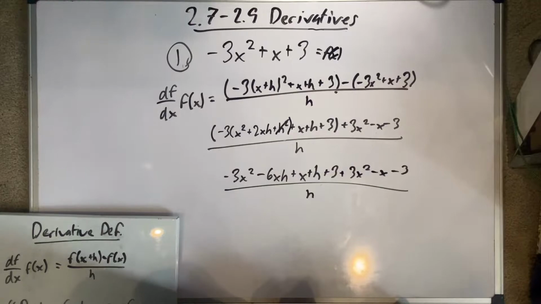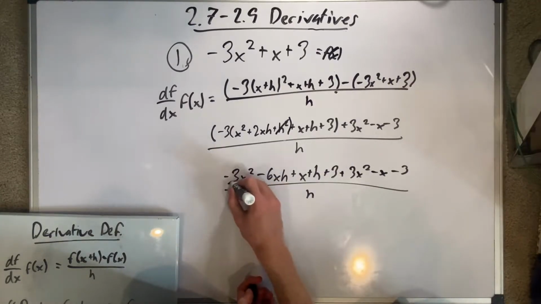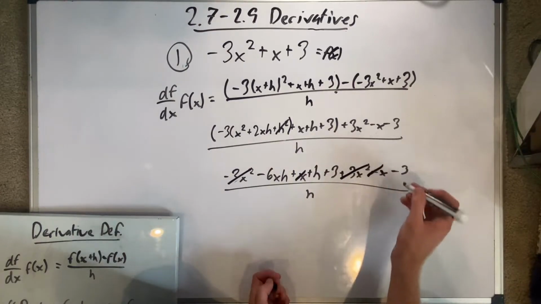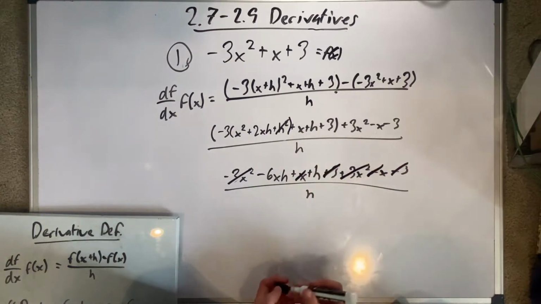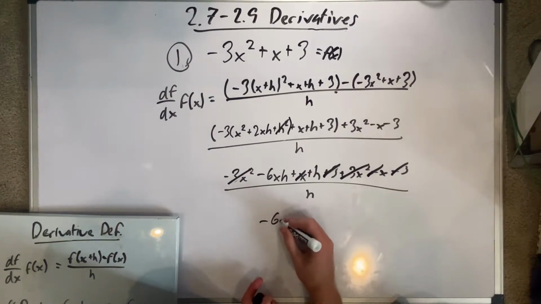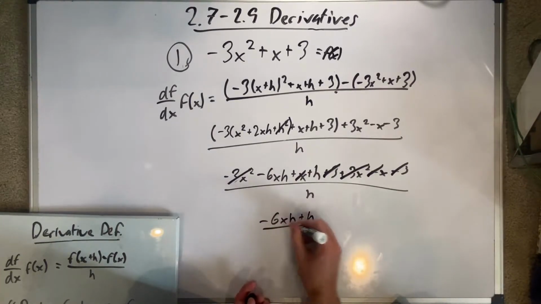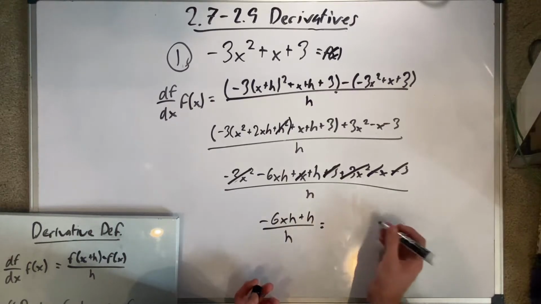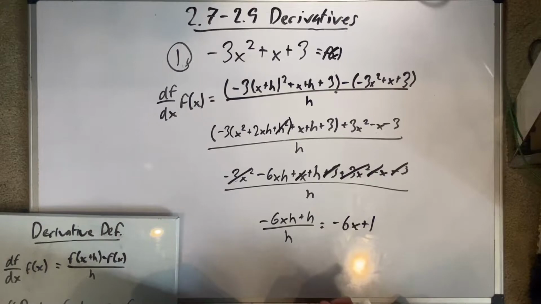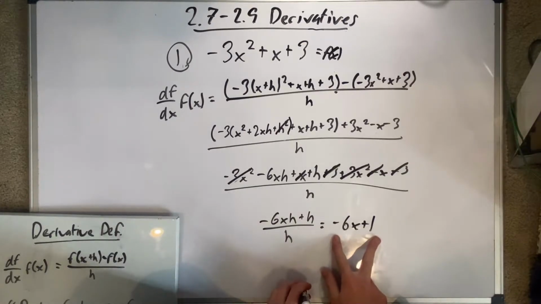Let's simplify it one more time. So 3x squared, those cancel. Minus x, those cancel. Minus 3, those two 3's cancel. Now we're left with only terms that have h in them, and there's a reason why we're doing that. So negative 6xh plus h over h is equal to negative 6x plus 1. Okay, now that's how it should cancel out.